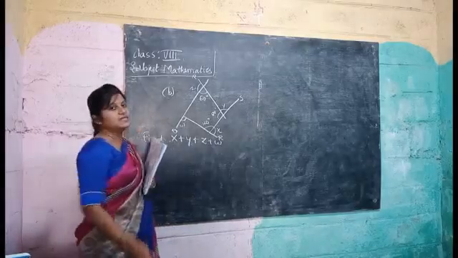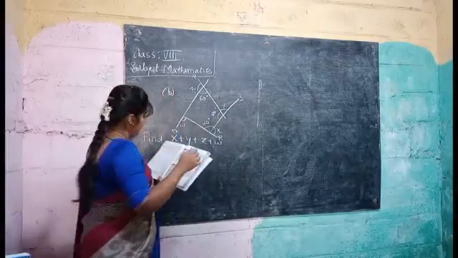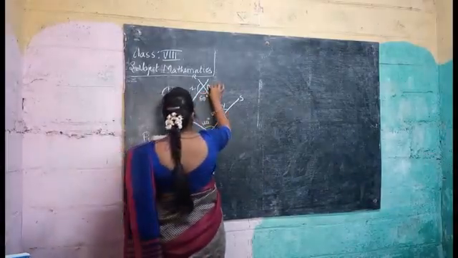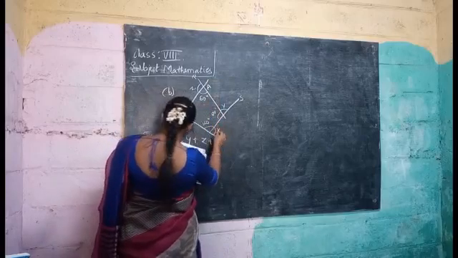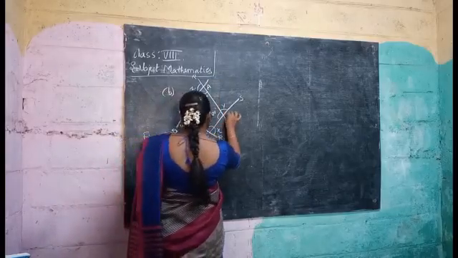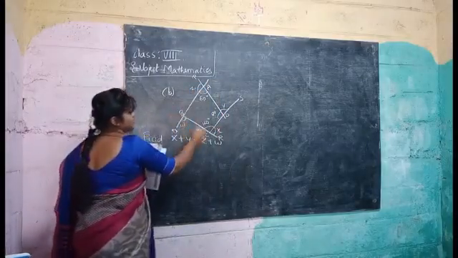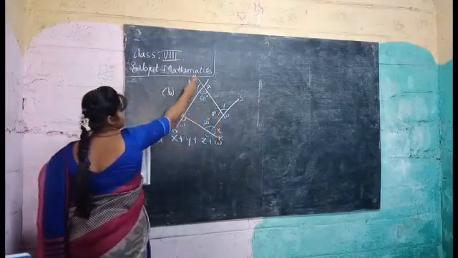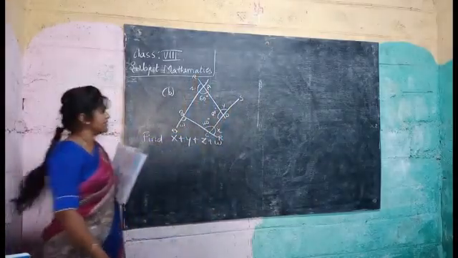After naming the lines, we have to name the points. So I am naming this point as A. This point is B. This point is C, and this one is D. Okay, points I am naming A, B, C, D. Lines I am naming P, Q, R, S. 4 points, 4 lines. Okay.